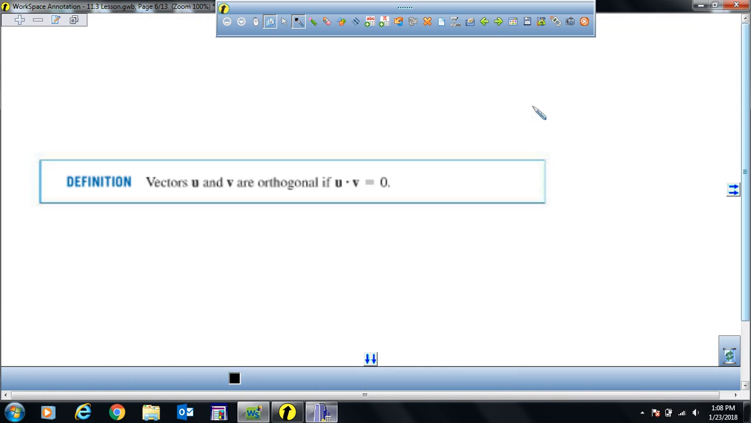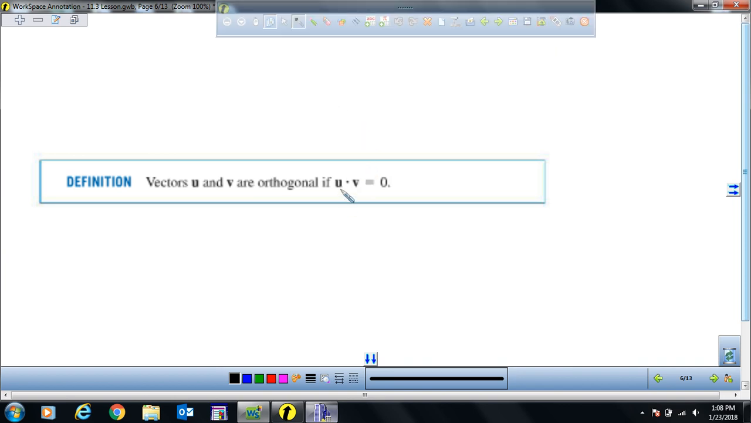Next. Now we're going to talk about orthogonal vectors, so perpendicular vectors. Two vectors are perpendicular if their dot product equals 0.